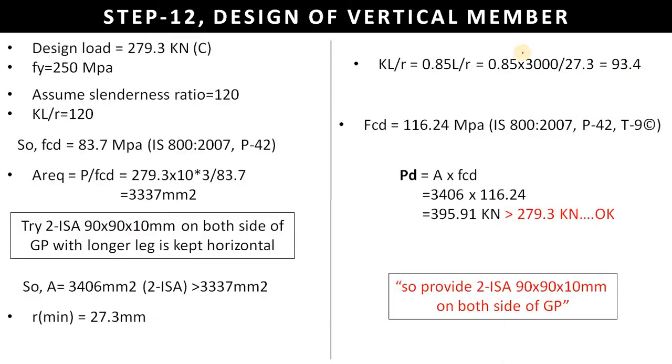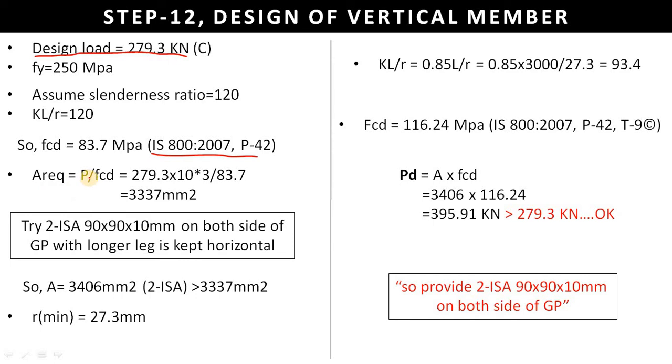So similarly, coming on to the design of the vertical member, which will be designed as a compression member. The design load we have is 279.3 kilonewton and Fy is 250. We will assume the slenderness ratio as 120, so we will have the KL by r ratio as 120. So fcd is equal to 83.7 MPa, which we have got from page number 42 of IS 800 2007.